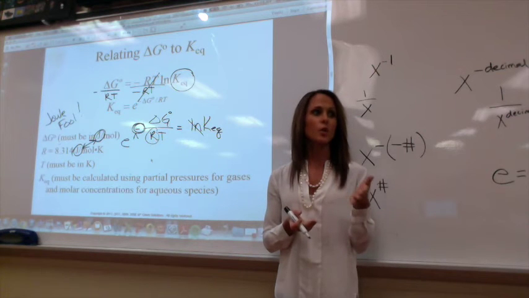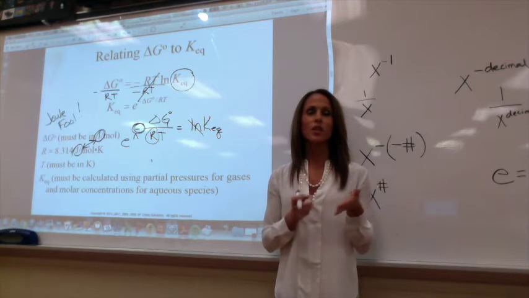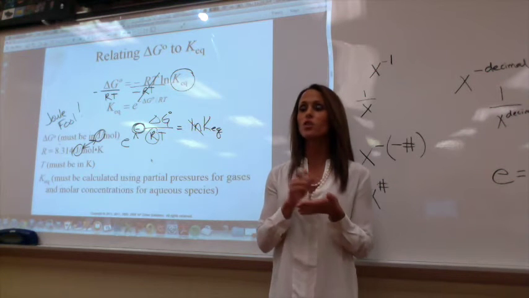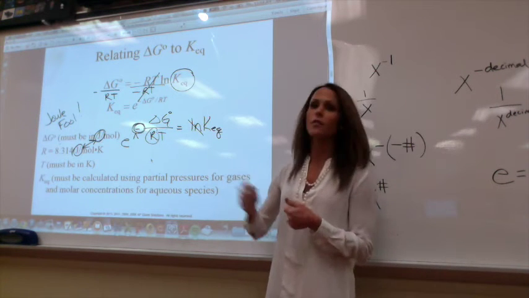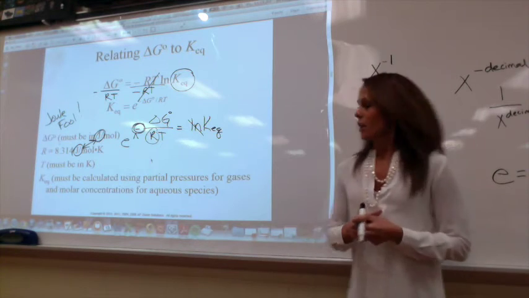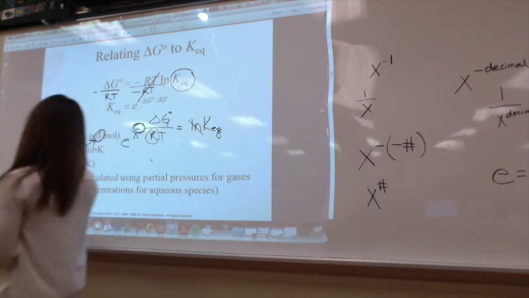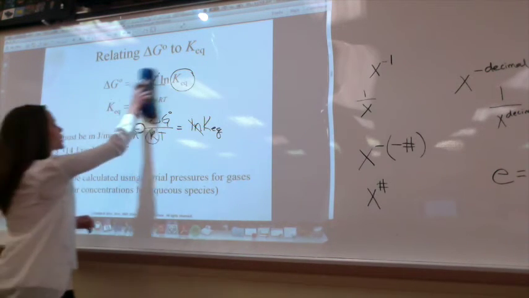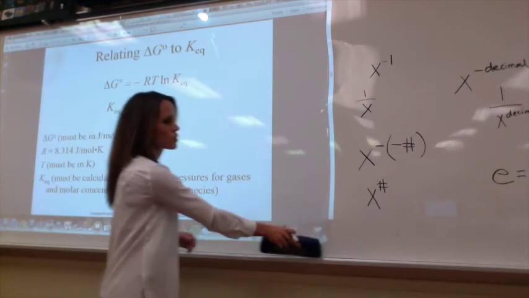Delta G, remember, is always reported in kilojoules. So you first have to convert your delta G to joules, and then solve for KEQ. All right, now we're going to estimate the value of KEQ given some delta G values.